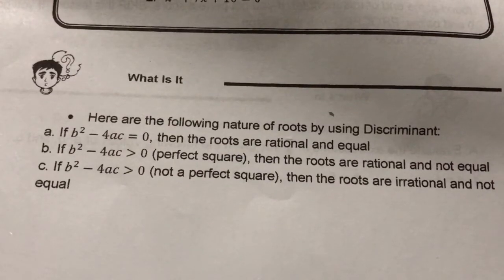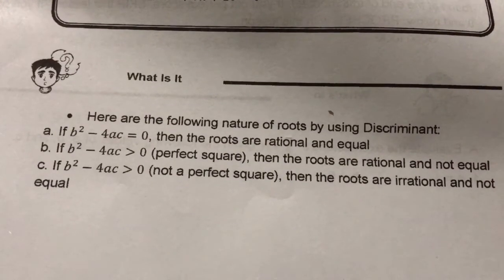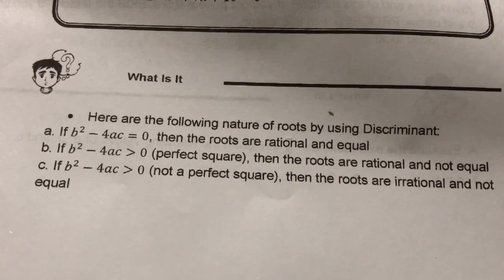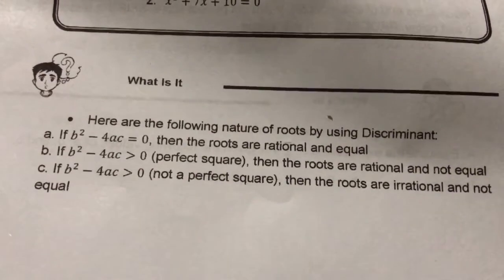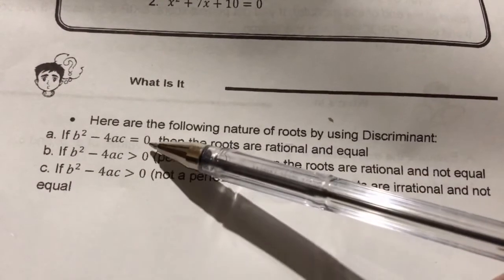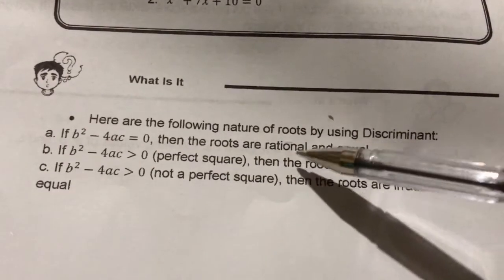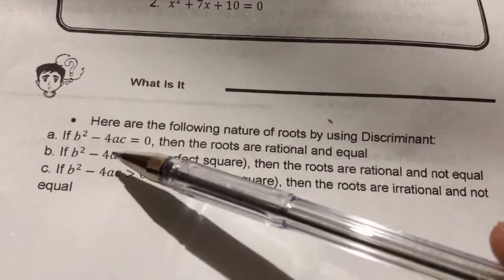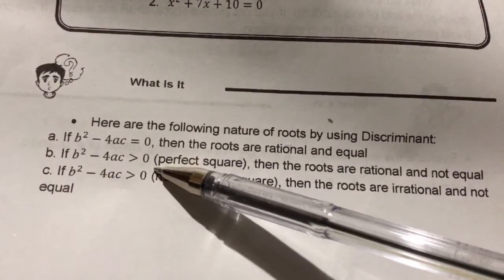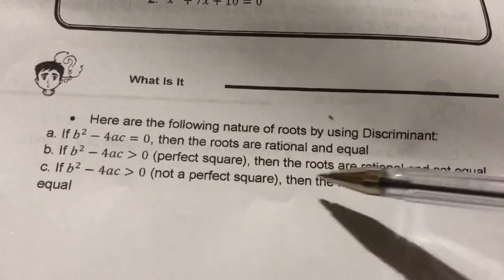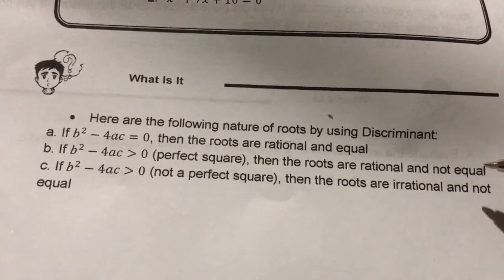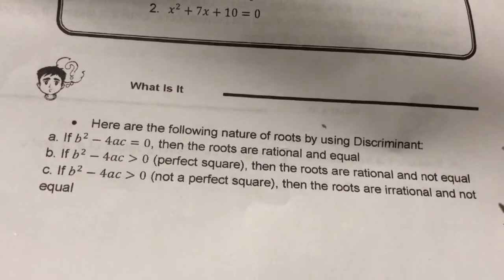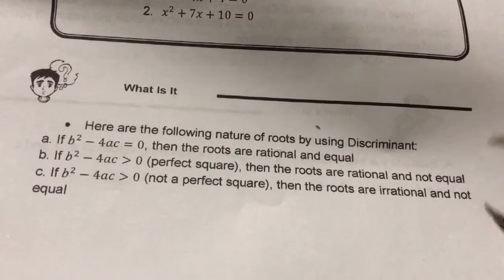Let's proceed to the nature of roots. Here are the following nature of roots by using discriminant. Letter A, if b squared minus 4ac is equal to 0, kung ano yung evaluate mo at naging equal to 0, ang roots mo daw ay rational and equal. Letter B, if b squared minus 4ac is greater than 0, perfect square pa siya, then the roots are rational, not equal. So, greater than 0, ano ba yung mga greater than 0 na perfect square siya?